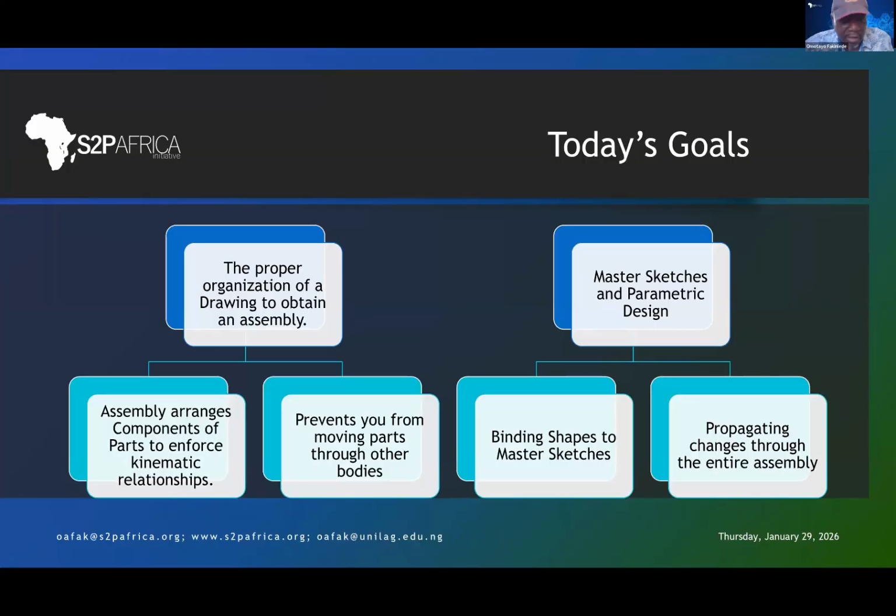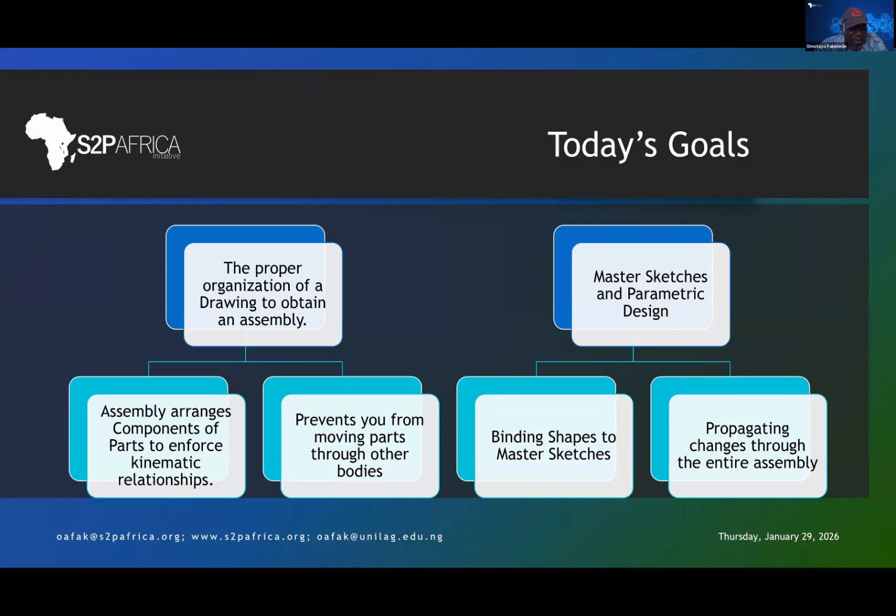So today's goals. We are to understand how to properly organize a drawing to obtain an assembly. You don't just draw anyhow, and then at the end say, I want to assemble the things. It's not going to work well. You know ab initio that you want an assembly, so you begin to plan for the assembly top down. You have an idea of what you are looking for. Even your first sketch is not reflecting the first thing you want to make. It's reflecting the total landscape plan of the assembly.